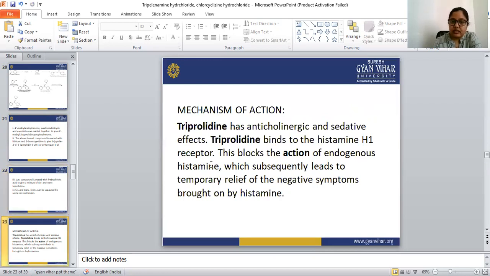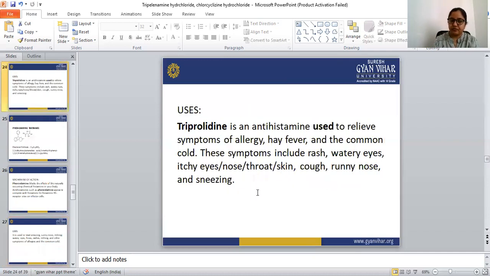So this is the mechanism of action. We have already seen that, but let's see once again. This triprolidine has anticholinergic and sedative effects. This triprolidine binds to the histamine H1 receptors. This blocks the action of endogenous histamines, which subsequently leads to temporary relief of the negative symptoms brought by the histamines. So this blocks the histamine H1 receptor.